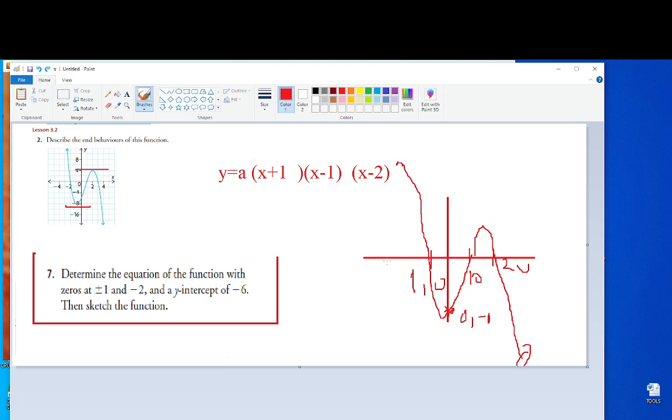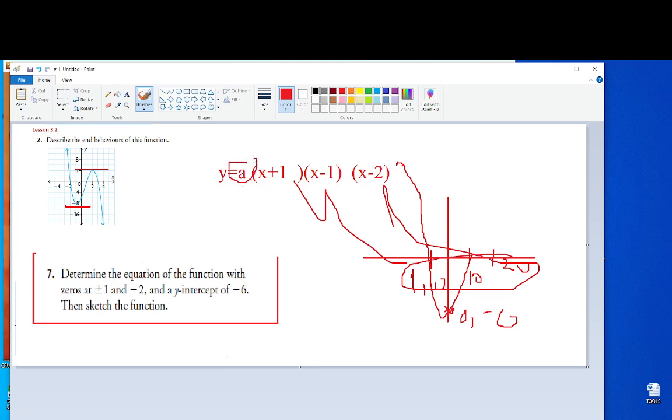But there's a better way of doing that. They tell me these 3 points here on the x-axis. That tells me those 3 factors here. Now it's figuring out a, the only missing thing. Well, they gave me one other point, and this is the important part. This other point cannot be an x-intercept. It's got to be an independent point. And I can see they tell me it's 0, minus 6. That means when x is 0, y is minus 6.